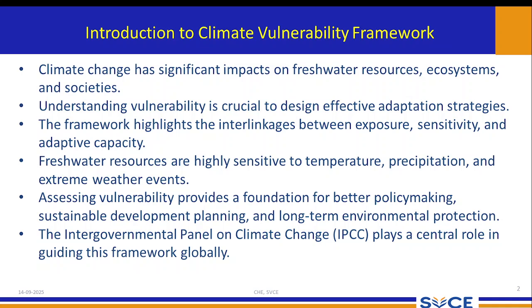Assessing vulnerability provides a foundation for better policy making. We need to assess how vulnerable we are because of climate change, and that will help us to come out with a prompt reaction. That means we take decisions based on immediate action or by means of policy making, for which we need to know the historical data and the current data, and why this is deviating, obviously because of anthropogenic activities and climate change. So vulnerability assessment is a very important factor, and that is what we are going to study in this lecture.